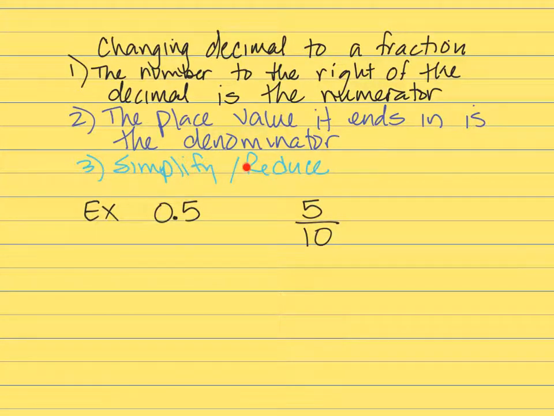Finally, the step is to reduce that. So I have 5/10 as my fraction, and I'm checking to see if there is a number that divides evenly into both of these. And yes, 5 does. So I'm going to go ahead and divide both by 5 to simplify it. 5 divided by 5 is 1. 10 divided by 5 is 2. And 0.5 written as a fraction is 1/2.